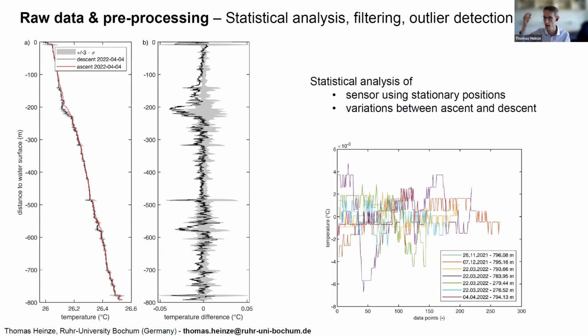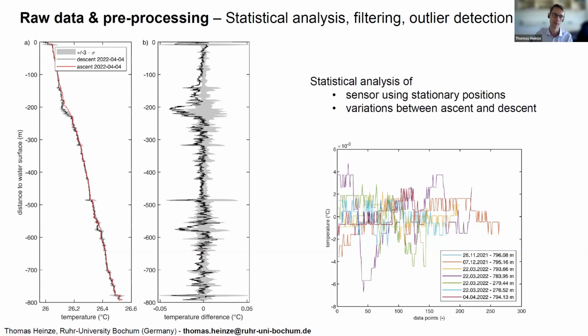So we took out the dynamic of lowering the sensor and just looked at the stationary position to get a statistical evaluation. And you see we have variations around the third digit behind the dot for the temperature. So we do have some feeling now for the accuracy that we can interpret or not.